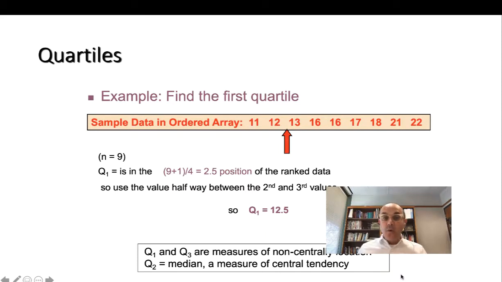So how do we find quartiles? For example, we have n numbers, in this case 9 numbers, and Q1 is 9 plus 1 divided by 4, which equals 2.5. In this case it will be between 12 and 13, so we say that Q1 is equal to 12.5.